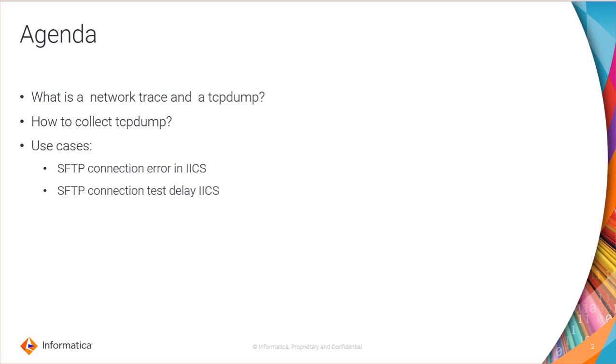This is the agenda for this video. So first we will see what is a network trace and a TCPdump, how to collect TCPdump, and then we will discuss two use cases. The first one is how to debug an SFTP connection error in cloud, and the next one is how to debug an SFTP connection test delay in cloud.